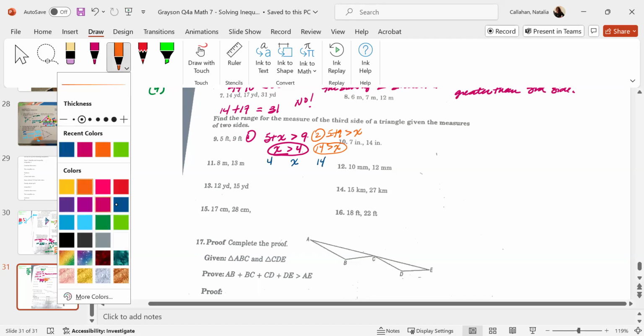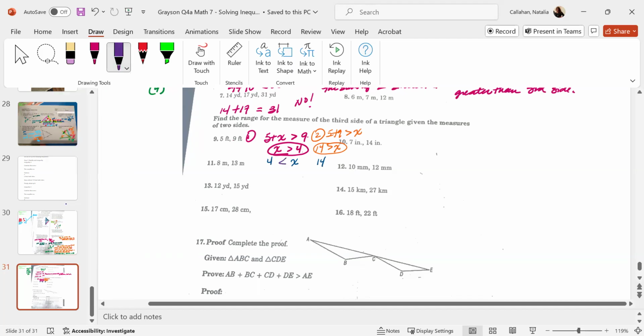Look at the direction of the inequality. You see how this is eating the x? So it goes this way. Do you see how this is now eating the 14? So it goes this way. Okay. So you could say it's between, or you could say the third side, or the range. Let's just say range, because it's asking for the range, correct? Find the range. So the range is between 4 feet and 14 feet. Does that make sense?